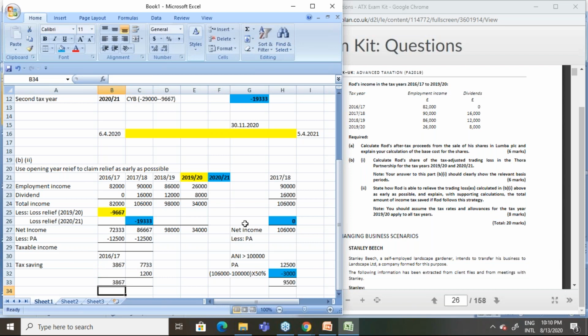So in this situation, 16-17, 3,867. 2017-18, there is a tax saving of 8,933. The total tax saving is 12,800. So because of the opening year loss relief, he is in a position to save taxes in total 12,800.